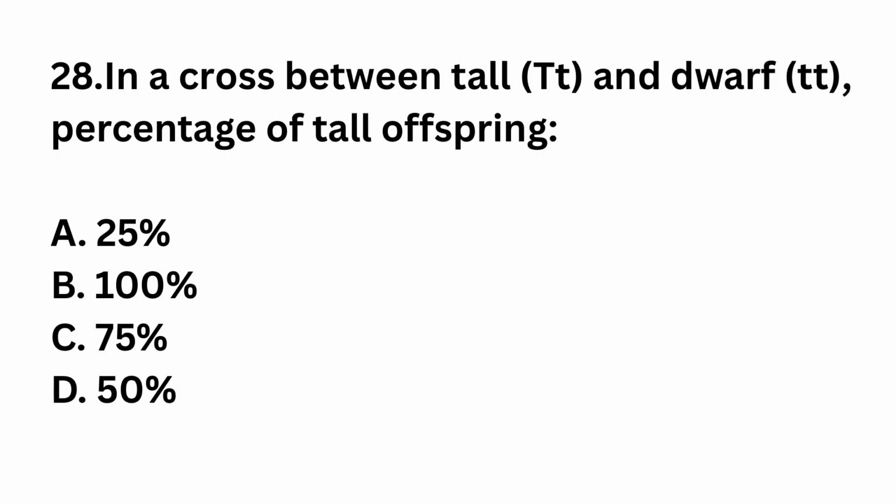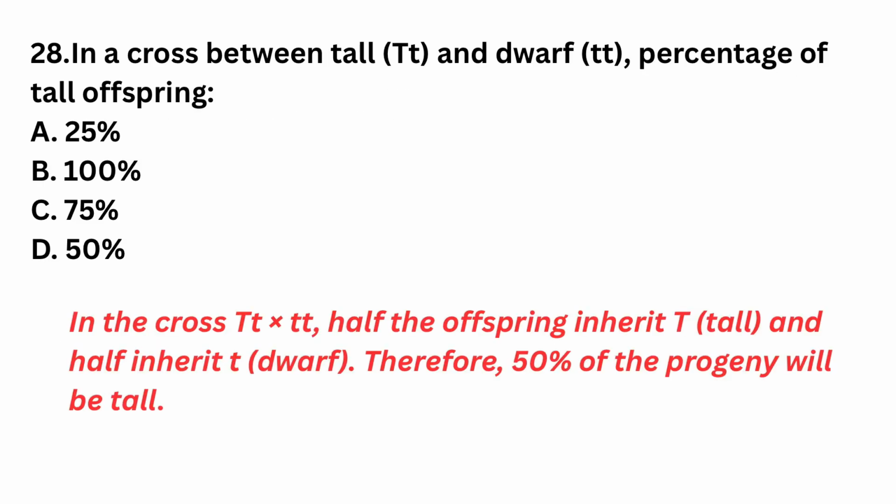Question number 28. In a cross between tall and dwarf, percentage of tall offspring: 25%, 100%, 75%, 50%. The right answer is option D, 50%. In the monohybrid cross between tall and dwarf pea plants, half the offspring inherit tall and half inherit dwarf. Therefore, 50% of the progeny will be tall.